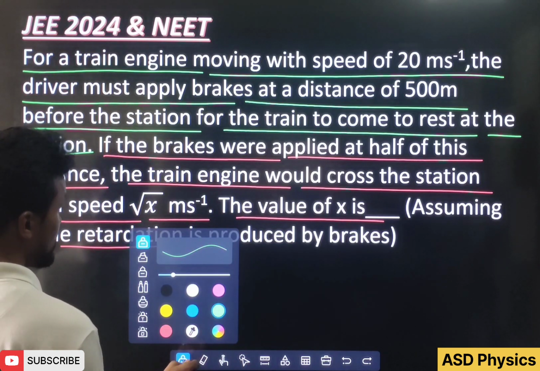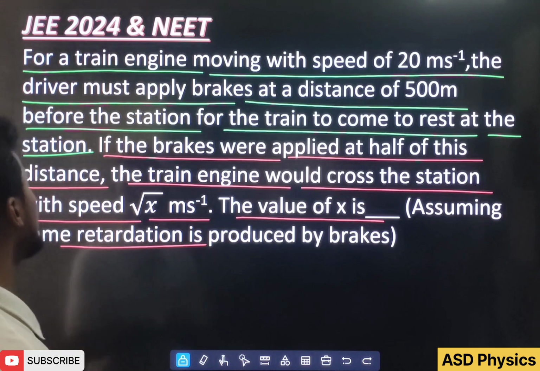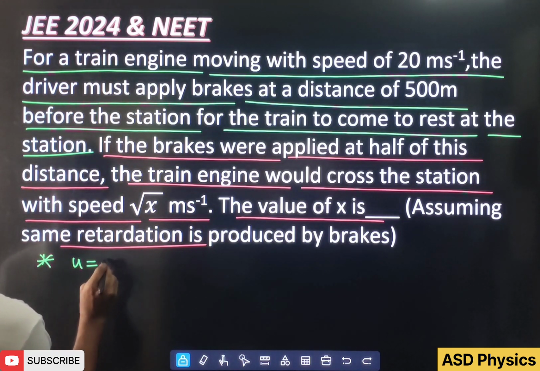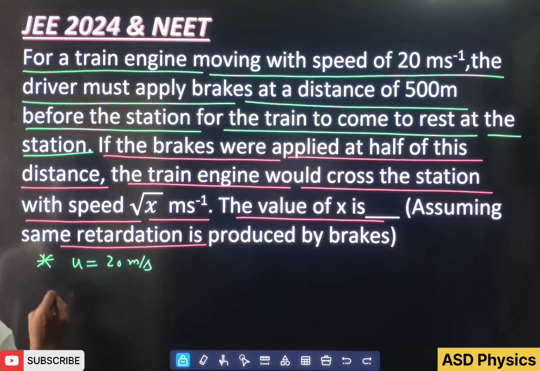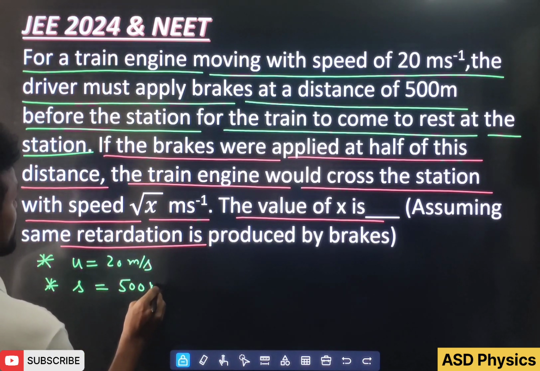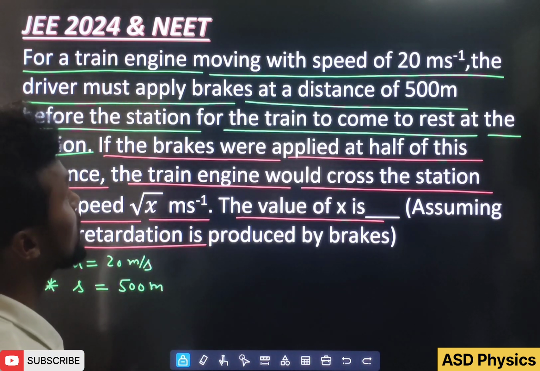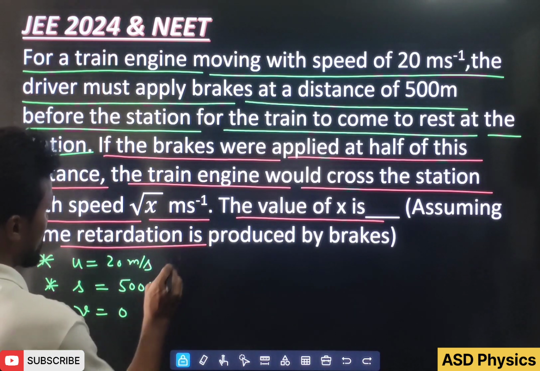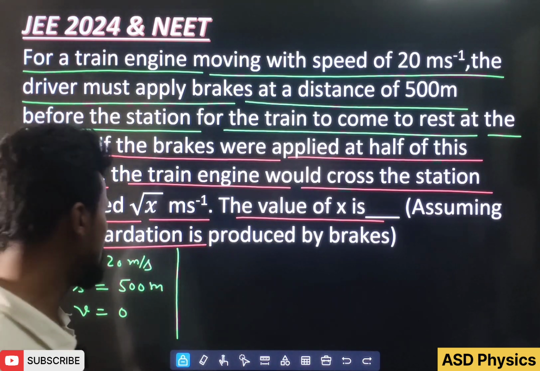Okay, so first we'll take the first situation, that is the initial one. So see what things are given here. Speed is given, 20 meter per second, that means positive. Distance, how much is it going to travel? Let's take s. s is going to travel 500 meter before coming to rest. And it is coming to rest here, v equal to 0. Okay, so coming to rest means the stopping distance concept is here.